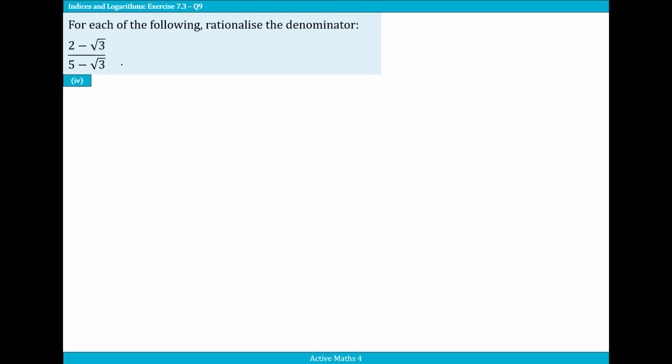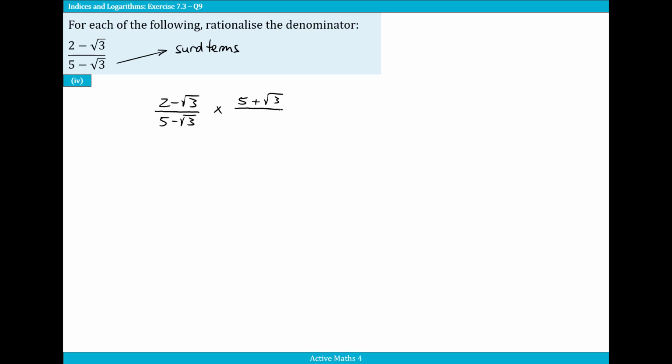Okay, so in this question we've been asked to rationalize the denominator. Rationalizing the denominator means to get rid of any surd terms from the denominator of this fraction. And the way that we do that is we take the fraction, and we're just going to write it down as it's presented. We're going to multiply above and below by the conjugate of the denominator.